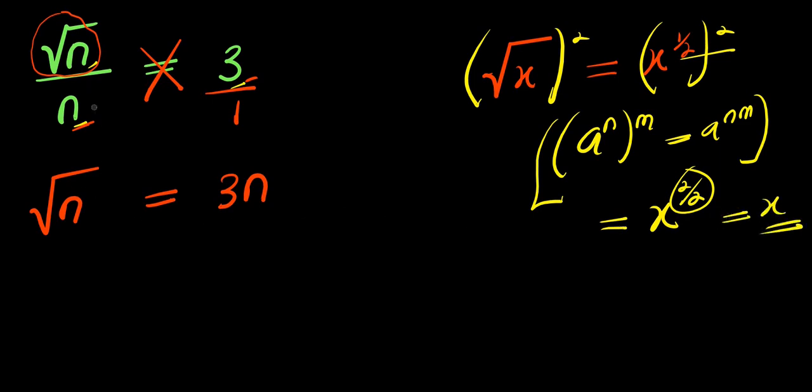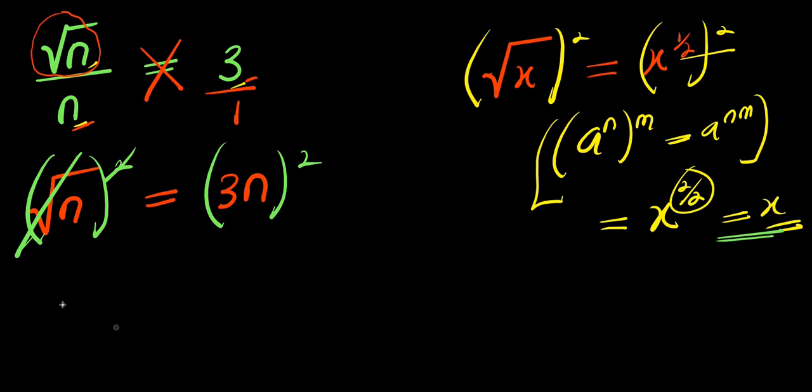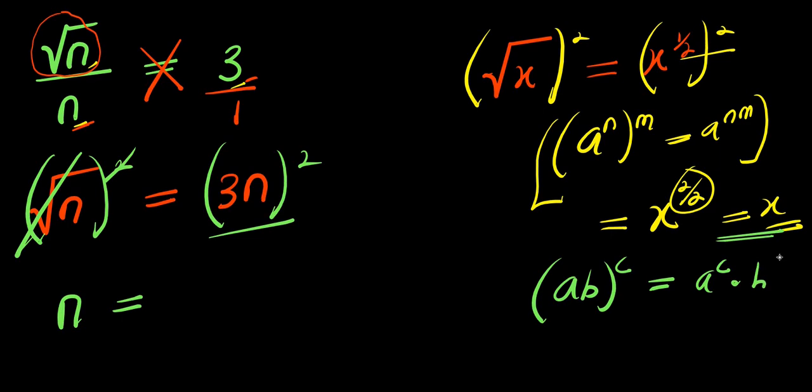That is why, if you want to eliminate this square root here, we take the square of both sides of this equation. Then this cancels the square root. So you have n equals, for this, if you have a times b raised to the power of c, this equals a power c times b power c. So you literally distribute this exponent to each of the terms. You do the same thing here. You have 3 power 2 times n power 2.